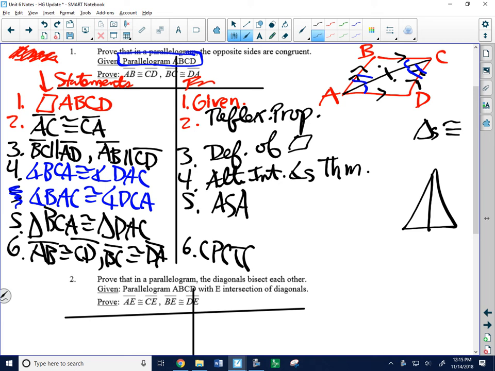Therefore, we have triangles congruent by angle side angle. And if the triangles are congruent, then the corresponding sides are congruent by CPCTC. It ends up being the sides in the parallelogram. Well, any questions, thoughts on number 1?